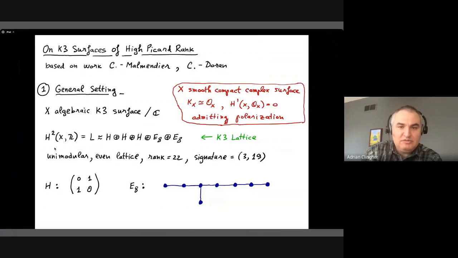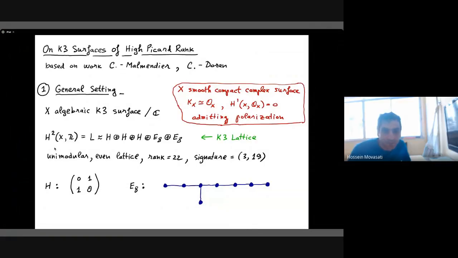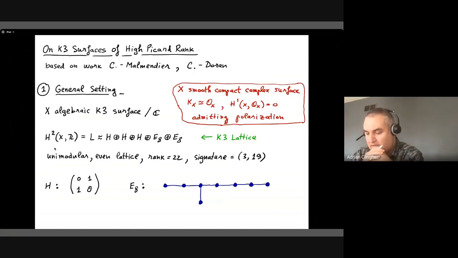Can you see my slides on the screen now? Yeah. Okay. So I'm going to talk about some special families of K3 surfaces of high Picard rank. This is based on some recent work that I have done with Andreas Malmendier, but also some older papers that I have authored jointly with Charles Doran. So let me perhaps start by maybe 2 or 3 slides of just introduction.